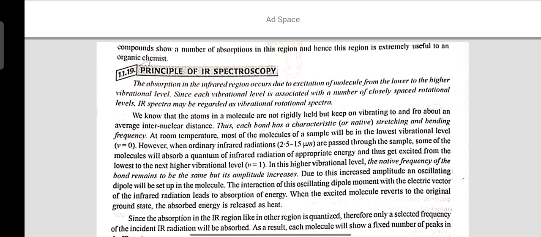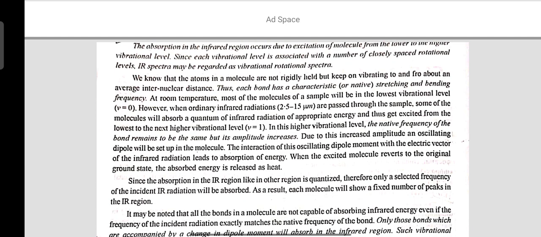Principle of IR spectroscopy. The absorption in the infrared region occurs due to excitation of a molecule from the lower to higher vibration level. Since each vibration level is associated with a number of closely spaced rotational levels, IR spectra may be regarded as vibration rotational spectra. We know that all the atoms in a molecule are not rigidly held but keep on vibrating to and fro about an average internuclear distance.